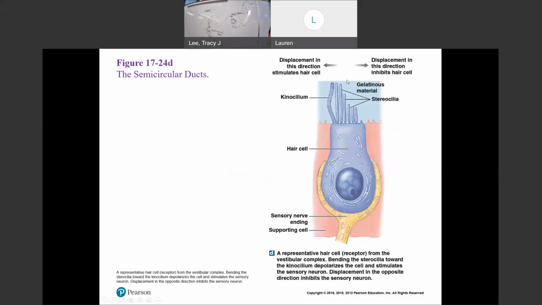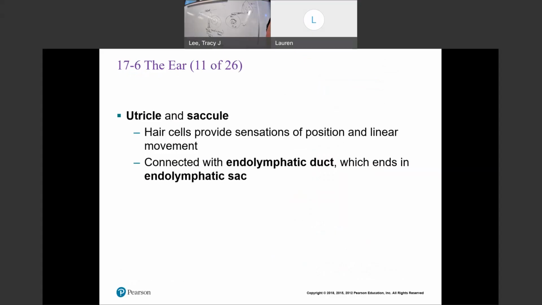All right, so this shows it here. Here's my little cupula. This is just a zoom in of the hairs. So here's my gel. As it moves, it's going to bend these hairs. This is a cell right here, where we're going to see sodium ion channels. We're going to see action potential that's going to go right down my sensory neuron. All right, utricle and saccule, these are the ones I was saying do up, down, forward, backwards. They do those linear motions. My semicircular canals do more of those circular motions. These guys do linear motions.